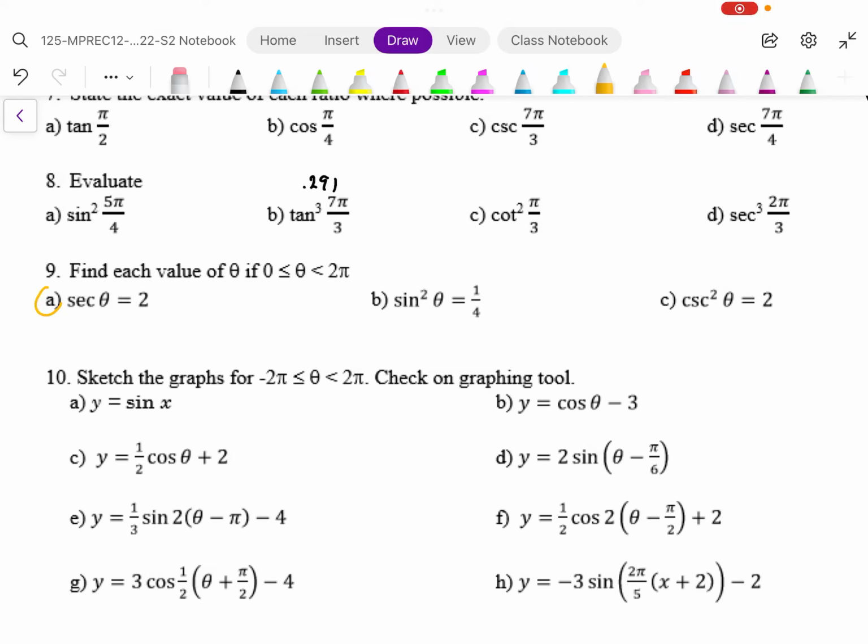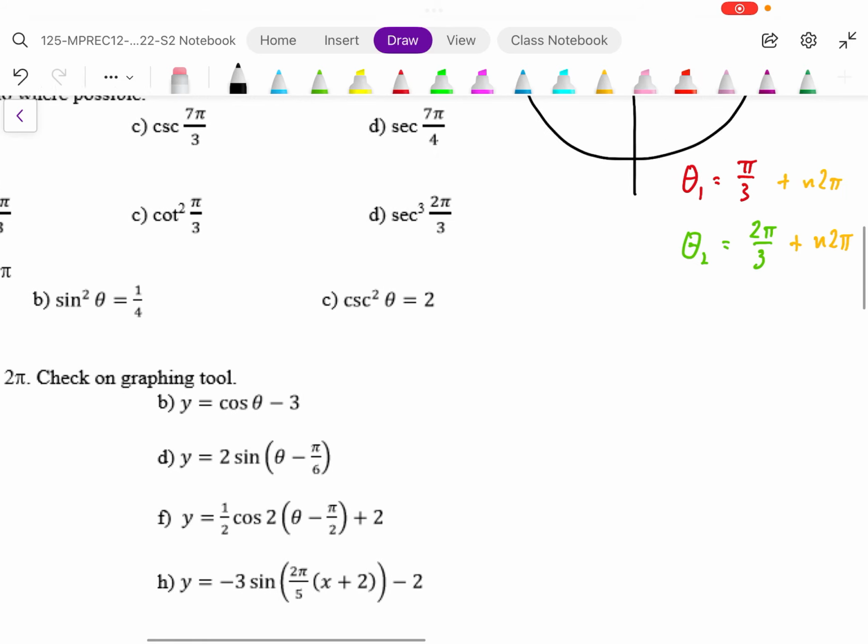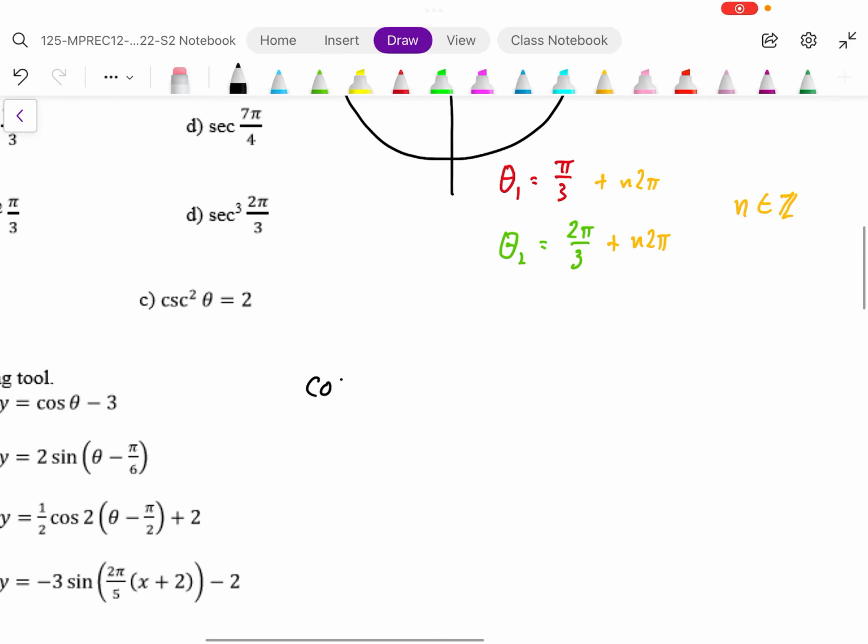In question number 9a, we're going to look at solving for secant theta equals 2. To solve this, what we want to do first is convert that secant theta into a cosine. So I'm going to use a reciprocal, and on the other side, I also need a reciprocal. So we're going to have cosine theta equals 1/2.